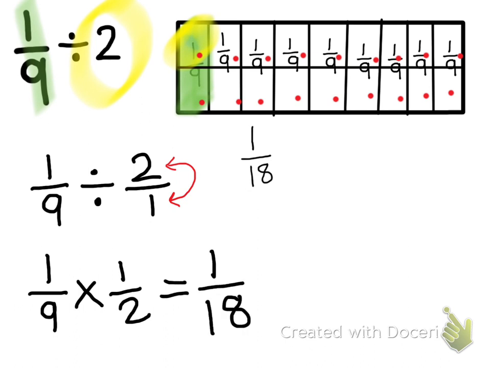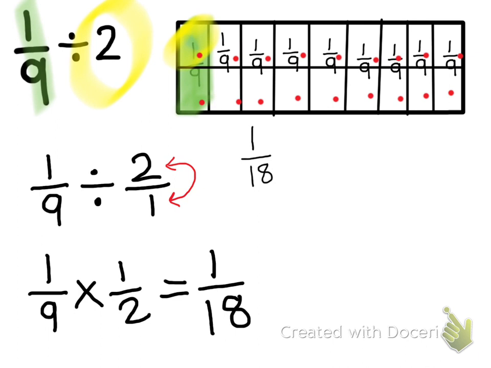Now I can multiply across. 1 times 1 is 1. 9 times 2 is 18. So you can clearly see that 1/9 divided by 2 is 1 over 18. Now, let's see what that would look like if we did a whole number divided by a fraction. Because the last two examples, it was a fraction divided by a whole number. So here, I have 2 divided by 1/3.